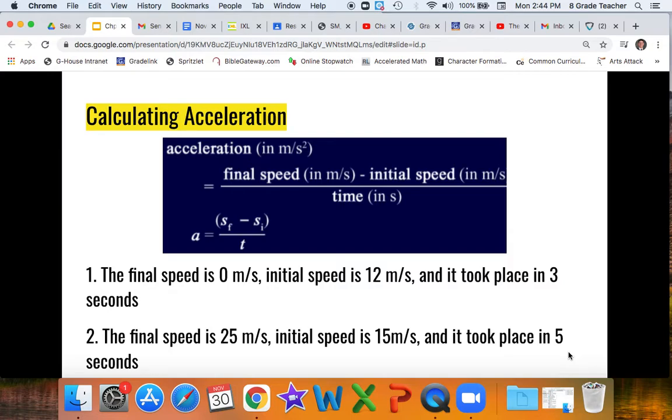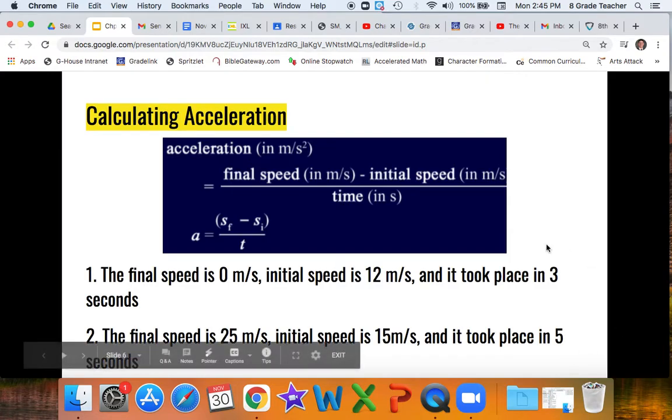To calculate acceleration, we've got an equation that we're going to need to master and then do some mathematical calculations with. If an object is moving in only one direction, its acceleration can be calculated using this equation. Acceleration equation is the final speed subtracted from the initial speed divided by the amount of time that change takes place.